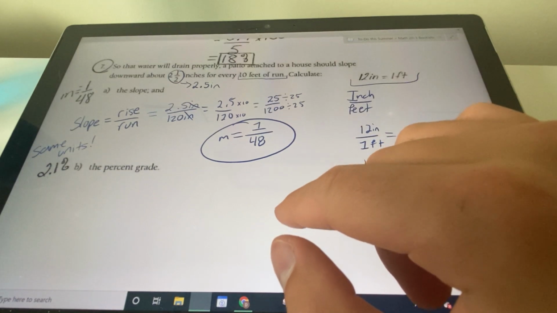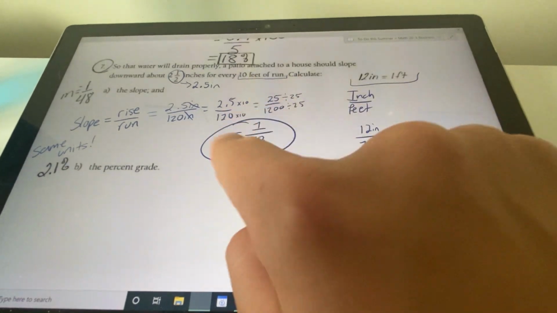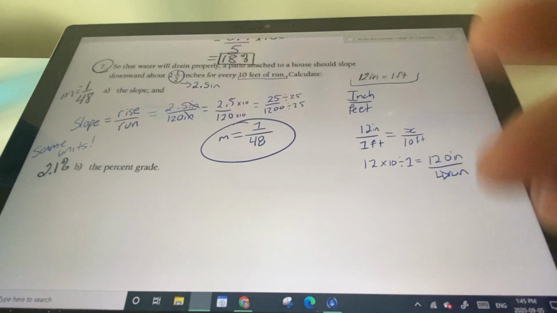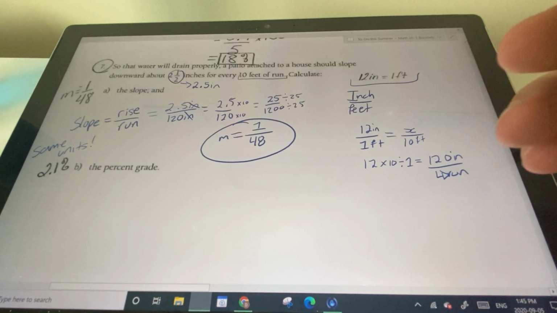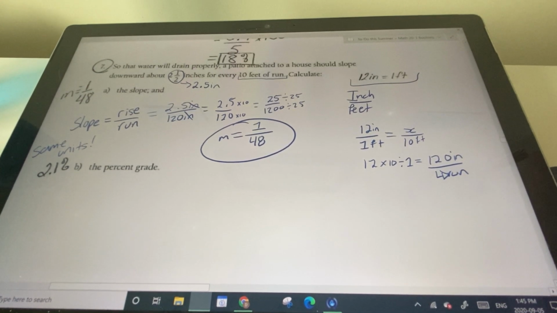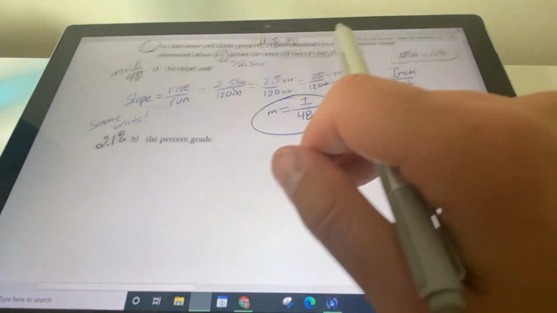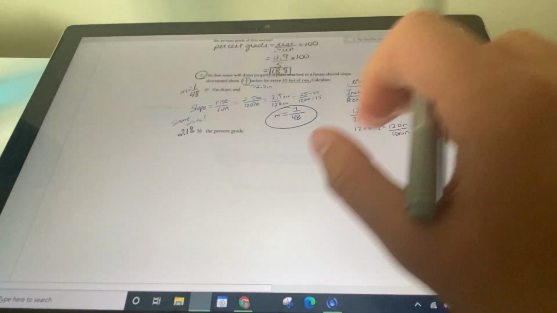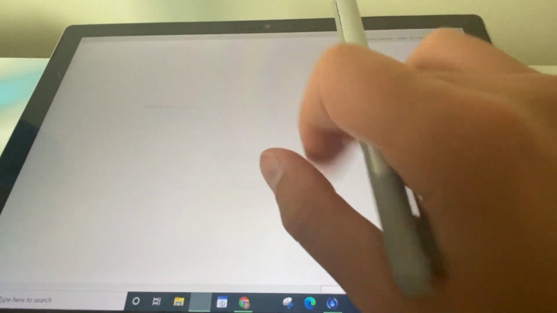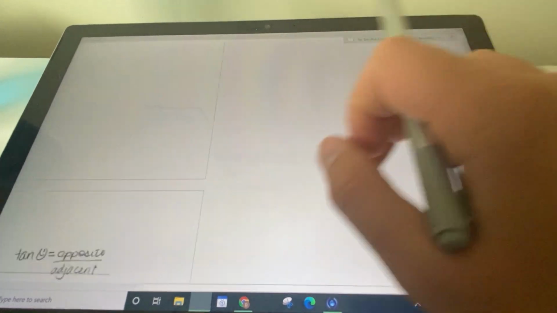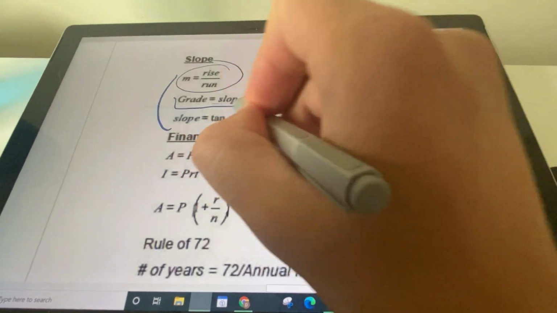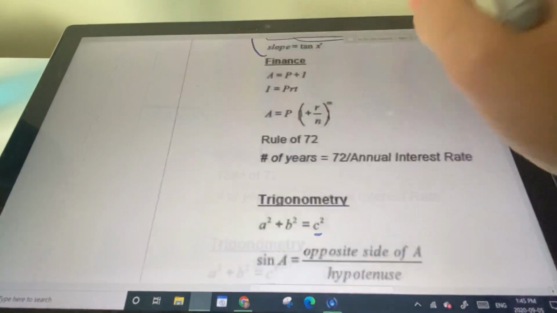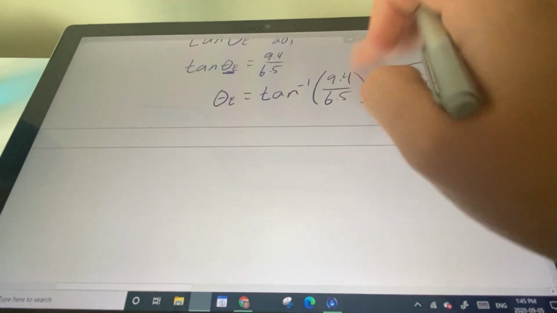And now we can figure out a few other things. Remember, we needed these in the same units. Now, if we were given a different type of question where it asked, we build a patio that has 100 feet of run, you could simply just use feet. Now, how do we figure out the percent grade here? Remember, it's on our formula sheet: grade equals slope times 100%. So we just need to take our slope and multiply it by 100%.